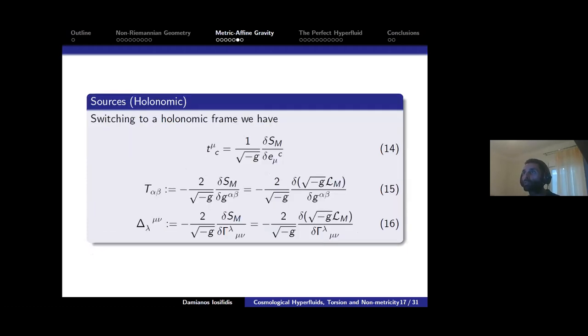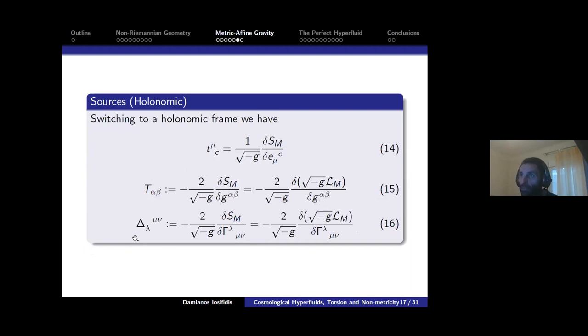So we can always switch to a holonomic description, in which we are most familiar with. So these tensors take this form. The canonical one is the variation of the matter part with respect to the tetrad. The metrical one is the classical metrical energy-momentum tensor that we all know, and it's just the variation of the matter part of the Lagrangian with respect to the metric tensor.